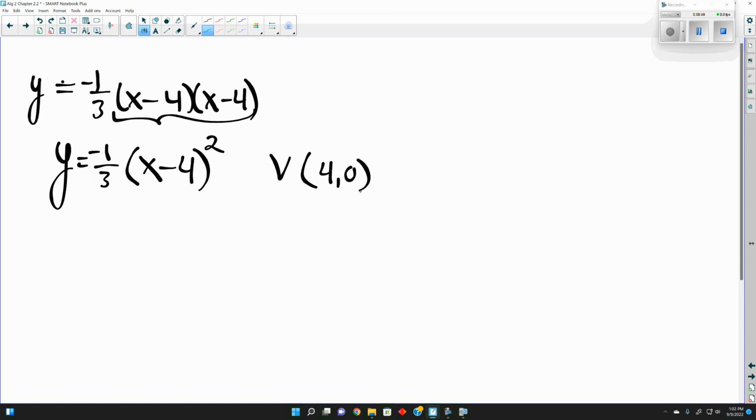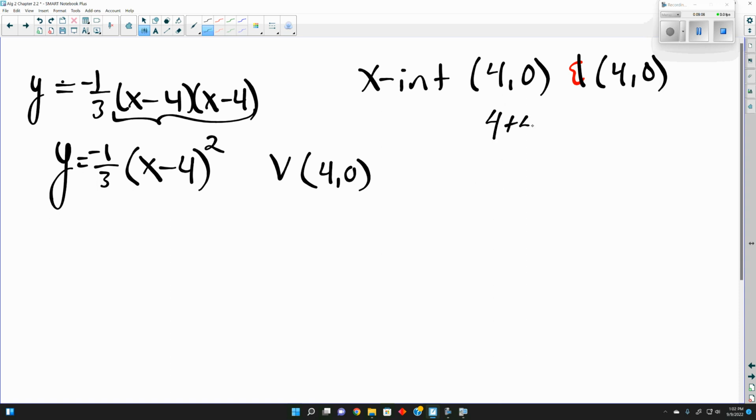4, 0. Well, here are the x-intercepts. If we dealt with it in this way, 4, negative 0, and 4, 0. And the vertex would be our p plus q, 4 plus 4 over 8 over 2, which is 4. So the value of the vertex is 4.